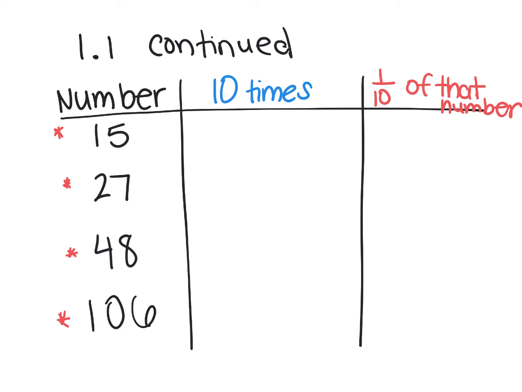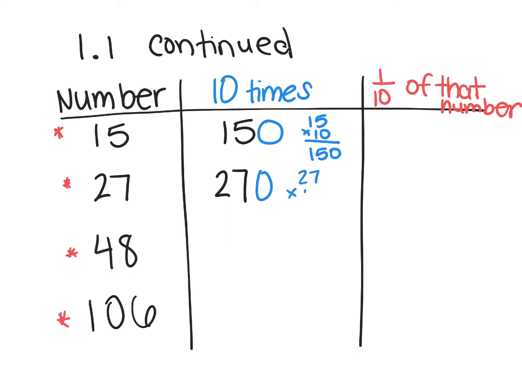Now, when we are doing 10 times each number, there is a trick. We can take the given number, so 15 was our given number for the first time, and then we add a 0 on the end of it because 15 times 10 equals 150. So we can show that trick by just adding the 0 on the end. The same thing we can do for 27. We take that original number 27 and we put the 0 behind it for 270. 27 times 10 is 270.